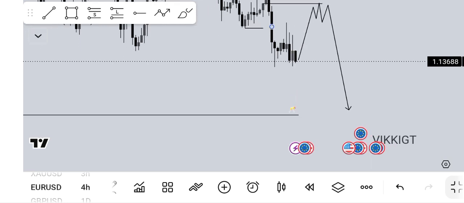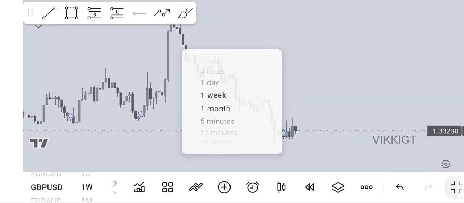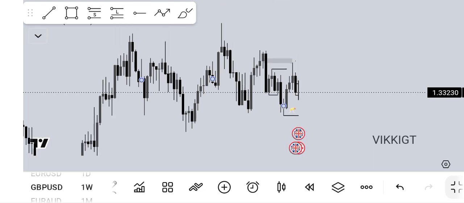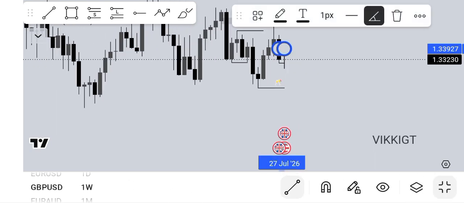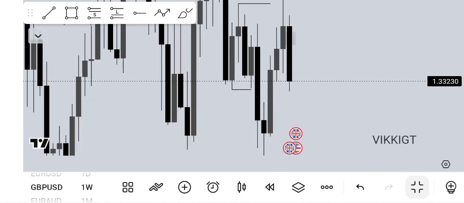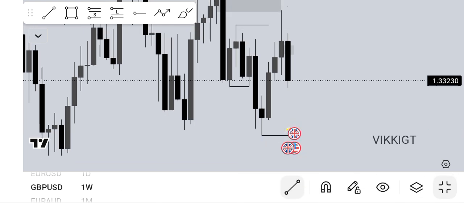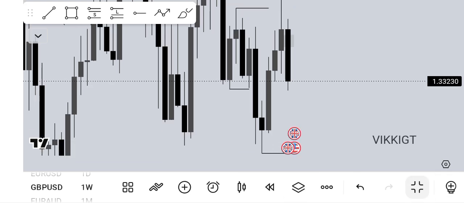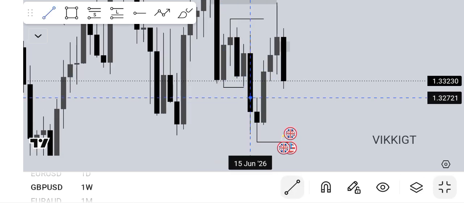So let's head over to GBPUSD. Let's see what we have on GBPUSD also. On GBPUSD, we have almost the same thing. Let me just clear this off. Alright, so you have almost the same thing, but for GBPUSD, I'm not going to be targeting this low. We target the exits, since it's a weekly bias.